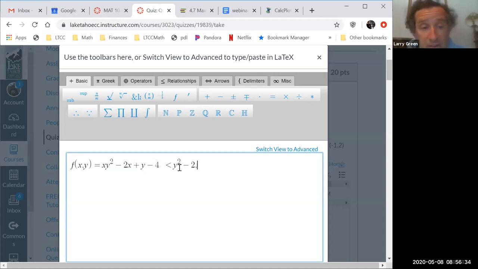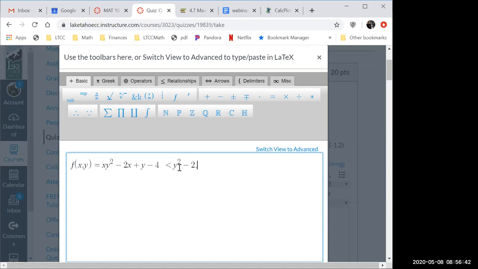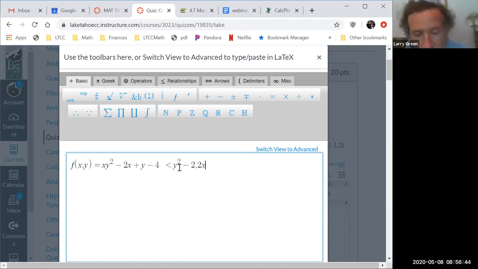And now we got to find the partial derivative with respect to y. And what do you get? 2xy plus 1. 2xy plus 1. And that's the gradient.